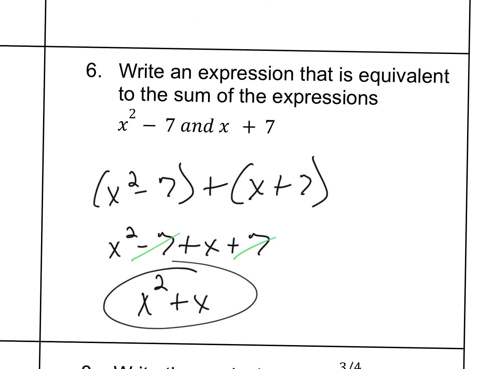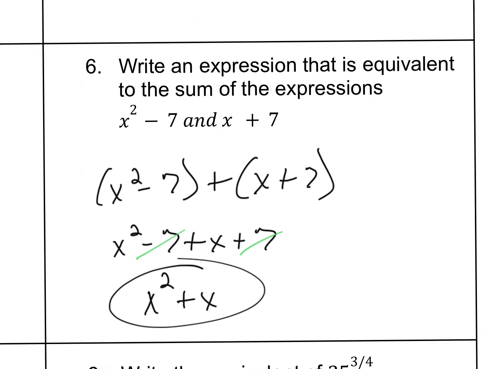All right, number 6. Write an expression that is equivalent to the sum of the expressions x squared minus 7 and x plus 7. So we're just adding these two expressions. Here I've written them separately in parentheses, but really you just write it out: x squared minus 7 plus x plus 7. The minus 7 and plus 7 will actually cancel out, and you're left with x squared and x. You just write that out, x squared plus x. We can't combine those because they have different exponents. They're not on the same team, if you will.